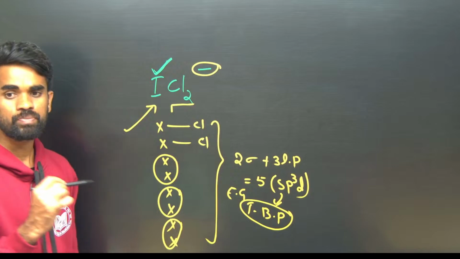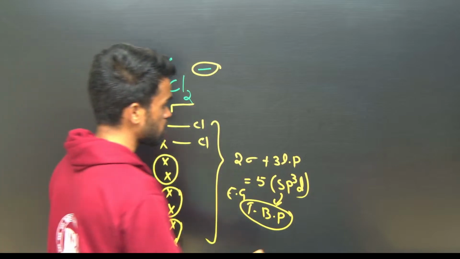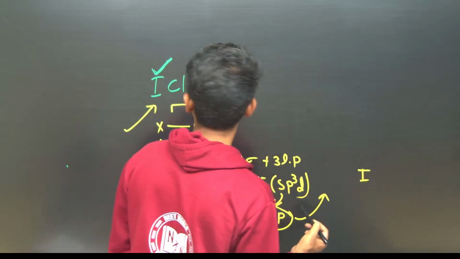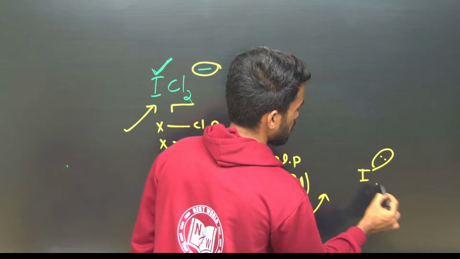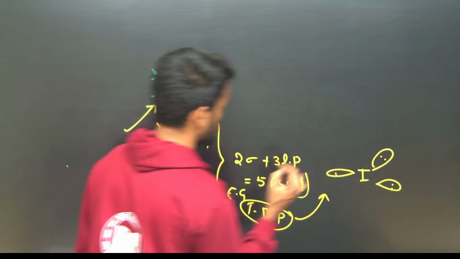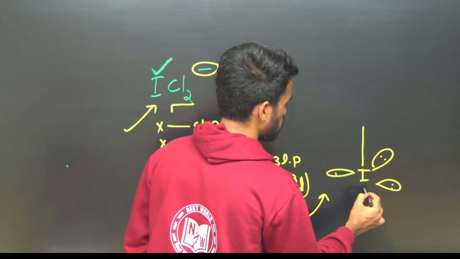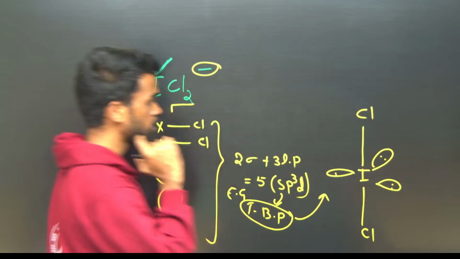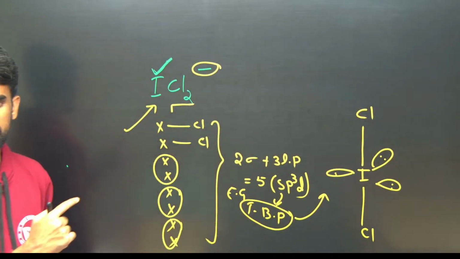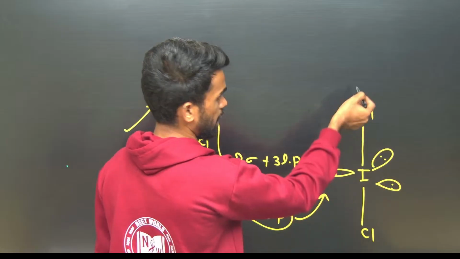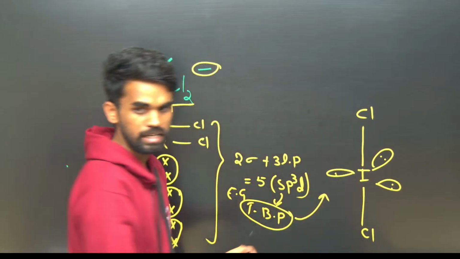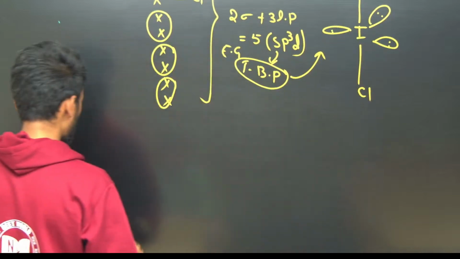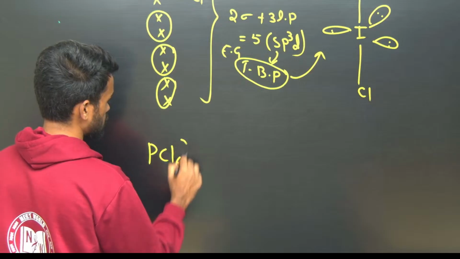Now if I ask you what is the structure or shape, your answer should be the exact shape. You have the 3 lone pairs in the 3 equatorial positions, and in the axial positions we have chlorine atoms here and here, that's it. So how is it? It is like a line, so you should say it is linear.